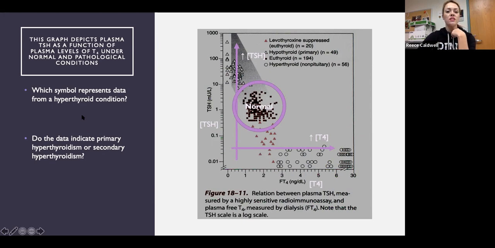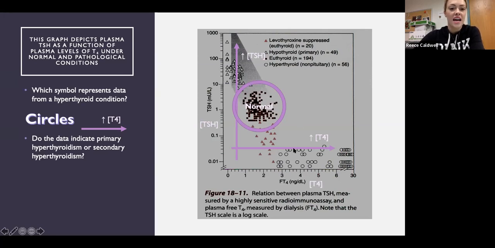We are asked which symbol represents data from a hyperthyroid condition. Hyperthyroidism means you're increasing the release of thyroid hormone. You're releasing too much thyroid hormone and your thyroid is hyperactive. So that means we are moving along that x-axis with the increase of thyroid hormone. If we look at the symbols represented by the movement along the x-axis, that would be the circles. So if a patient did this radioimmunoassay and they have hyperthyroidism, they would match up with the data right here, those circles.